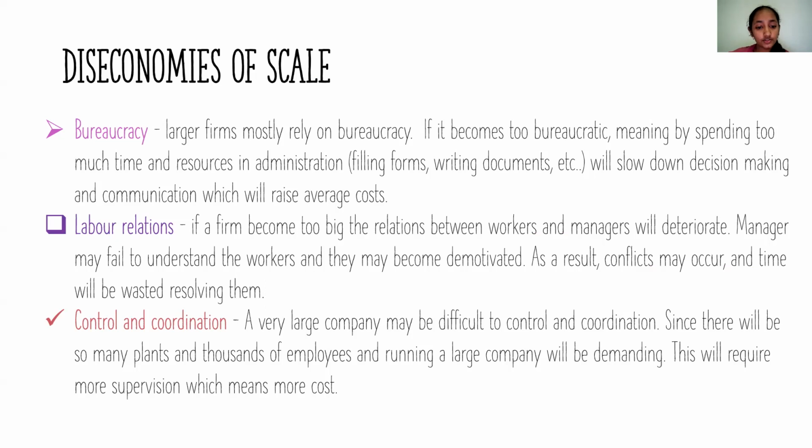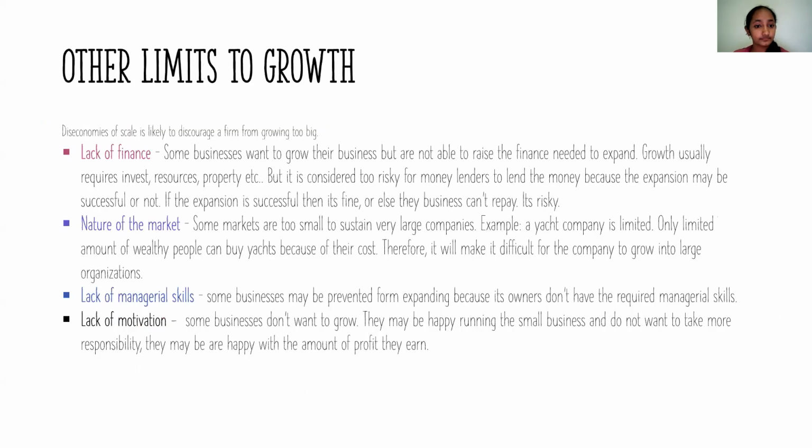Control and coordination. A very large company may be difficult to control and coordinate. Since there will be many plants and thousands of employees, running a company will be demanding. This will require more supervision, which means more cost. This is diseconomies of scale. Huge problems. Next, other limits to growth.